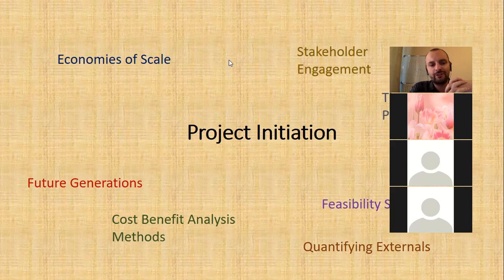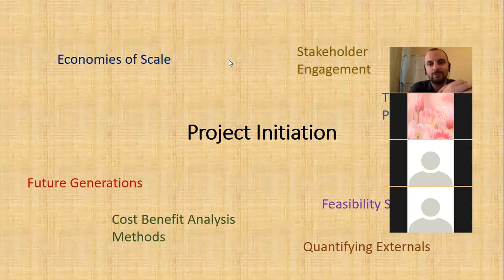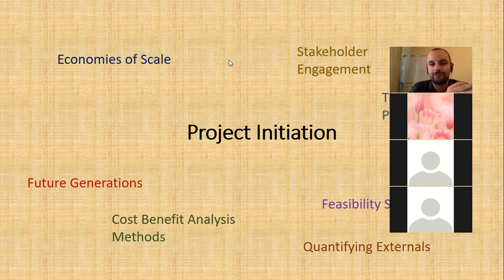Also, future generations. I've got a little floater there for future generations. The main reason planning takes so long is because you've got to engage with all of the stakeholders in order to work out what is the best scope for the project. One such stakeholder, which is a real pain to engage with, is future generations. Future generations, yeah. Why is that?